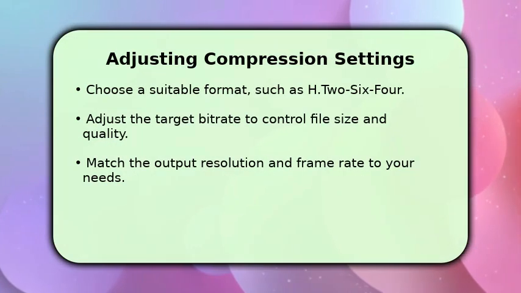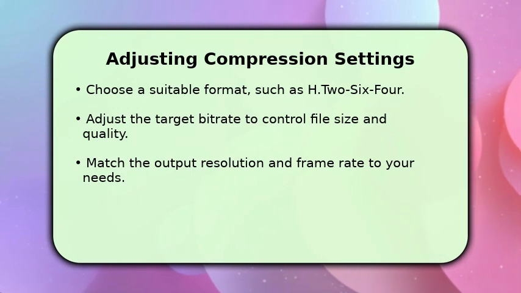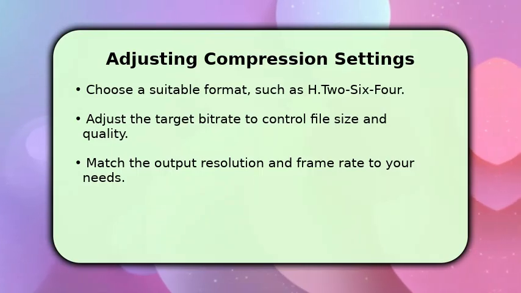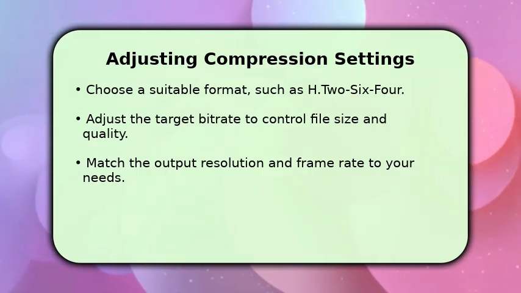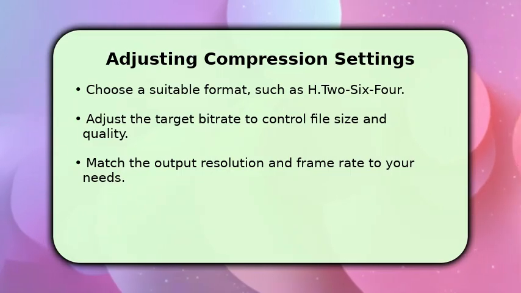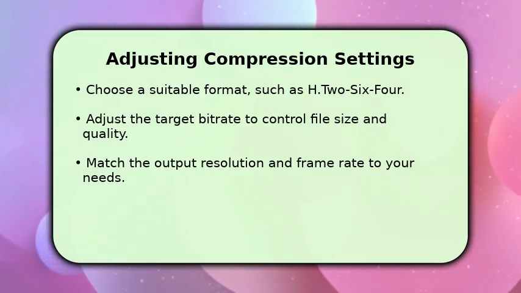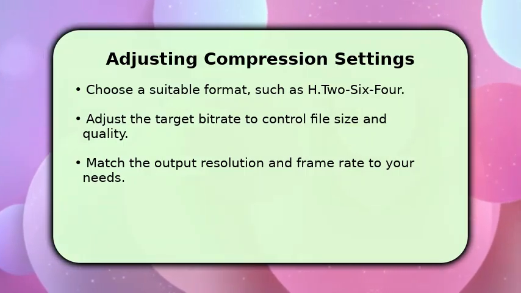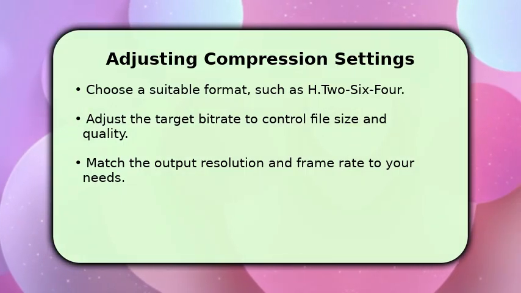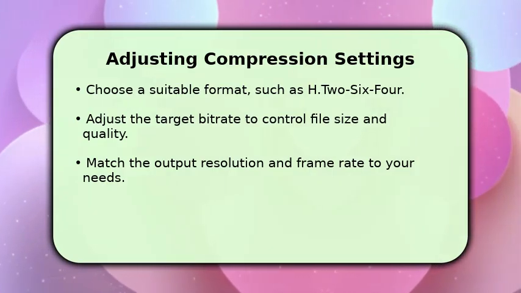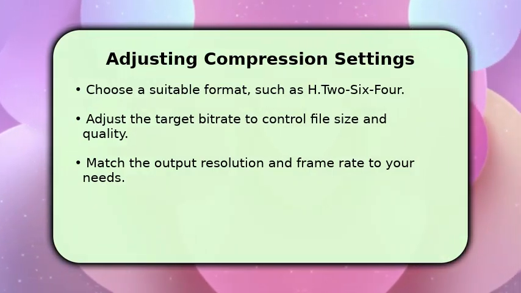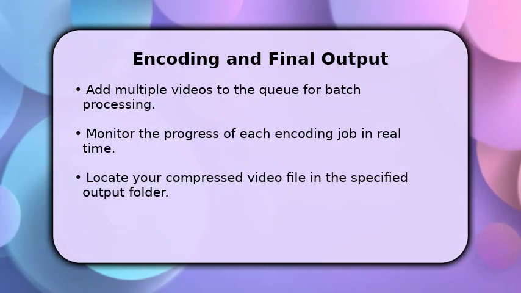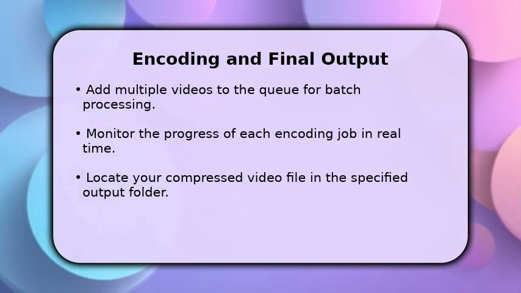Once your video is in the Media Encoder queue, it is time to customize your compression settings. A widely used format is H.264, offering excellent balance. The key setting to adjust is the bitrate. A lower bitrate means a smaller file but potentially less quality, while a higher bitrate retains more detail. You can also modify the resolution and frame rate to match your desired output specifications, ensuring your video looks great wherever it is viewed. With all your settings configured, you are ready to start the compression process.